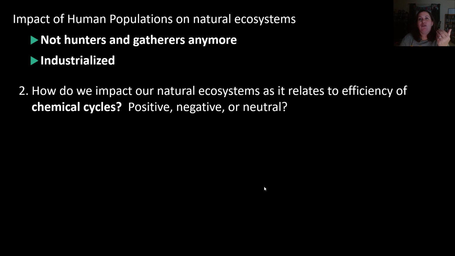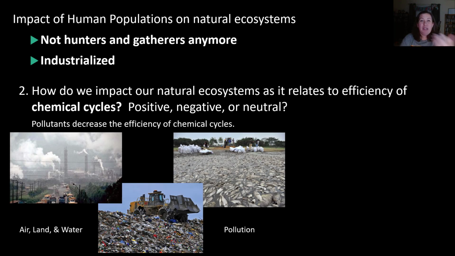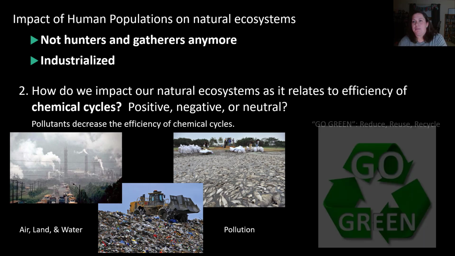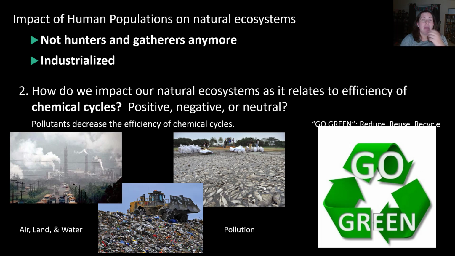How do we impact our natural ecosystems as it relates to the efficiency of chemical cycles? Do we interrupt the water cycle and the carbon cycle and that sort of thing? Well, we do because of the pollutants that we put out. We have different types of pollution: air pollution, land pollution, or water pollution. All of those ultimately are going to be a negative impact on the chemical cycles. This is where there's that big push of going green, where we should try to reduce, reuse, and recycle.